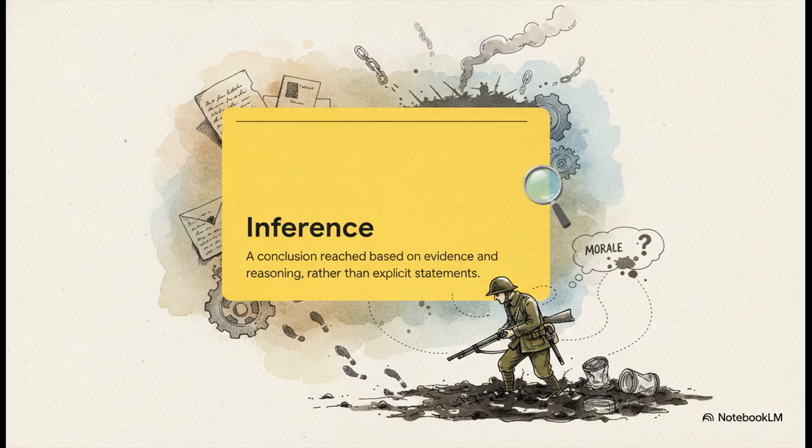The real magic happens when we move beyond those explicit statements and start making inferences. An inference is a logical deduction, a conclusion you reach based on evidence and reasoning. For instance, say a soldier in World War I writes a letter home saying, "The mud is up to our knees and the rations are gone." He doesn't explicitly write the words, "We are losing morale." But based on the evidence of those absolutely terrible conditions, you can logically infer that morale was incredibly low, right? Finding that hidden truth, reading between the lines, that is the true work of a historical detective.